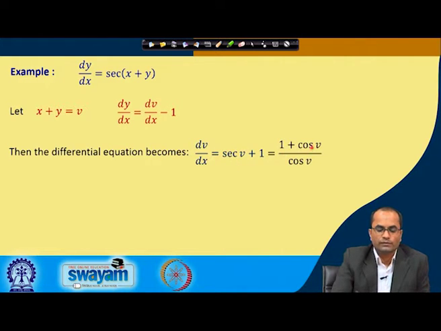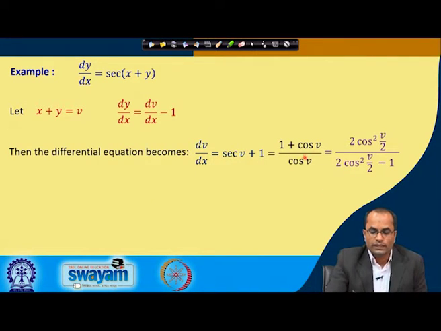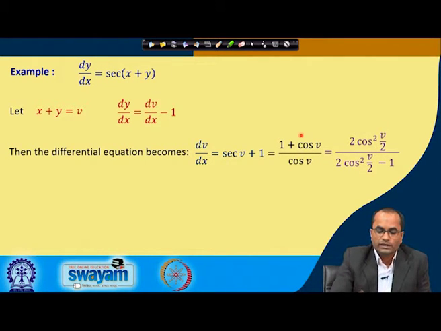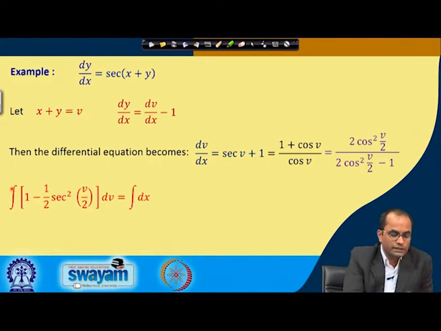So, we can write 1 plus cos v over cos v, and then we can also simplify a little more in terms of v by 2. We can write 1 plus cos v as 2 cos square v by 2, and here cos v will be 2 cos square v by 2 minus 1. We have done this because now the integration will be easier. So, all these terms will go to the left hand side and the differential dx will go to the right hand side, and then we will integrate it.